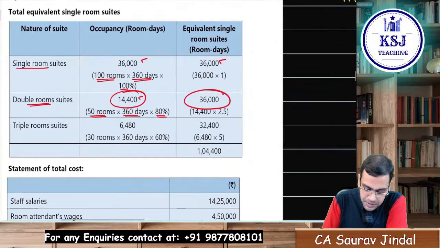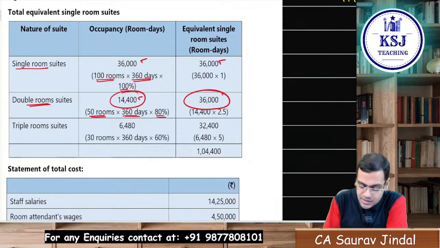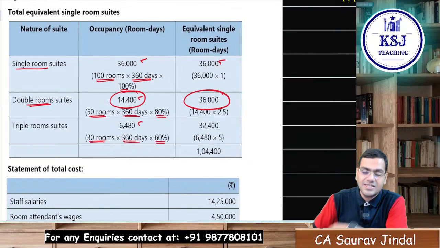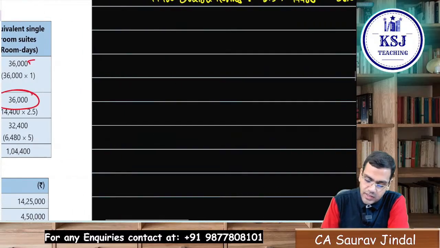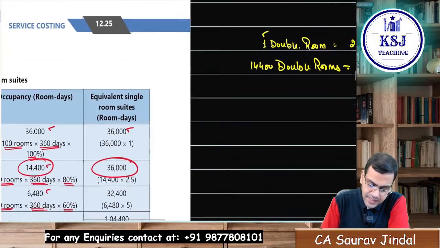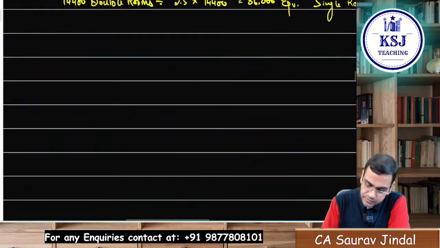Now coming to triple rooms, in normal circumstances there are 30 rooms, 360 days, 60% is the occupancy, 6480 triple rooms. Now I want to convert them into single rooms. How will I convert it? He says the rent of, now what is he saying?